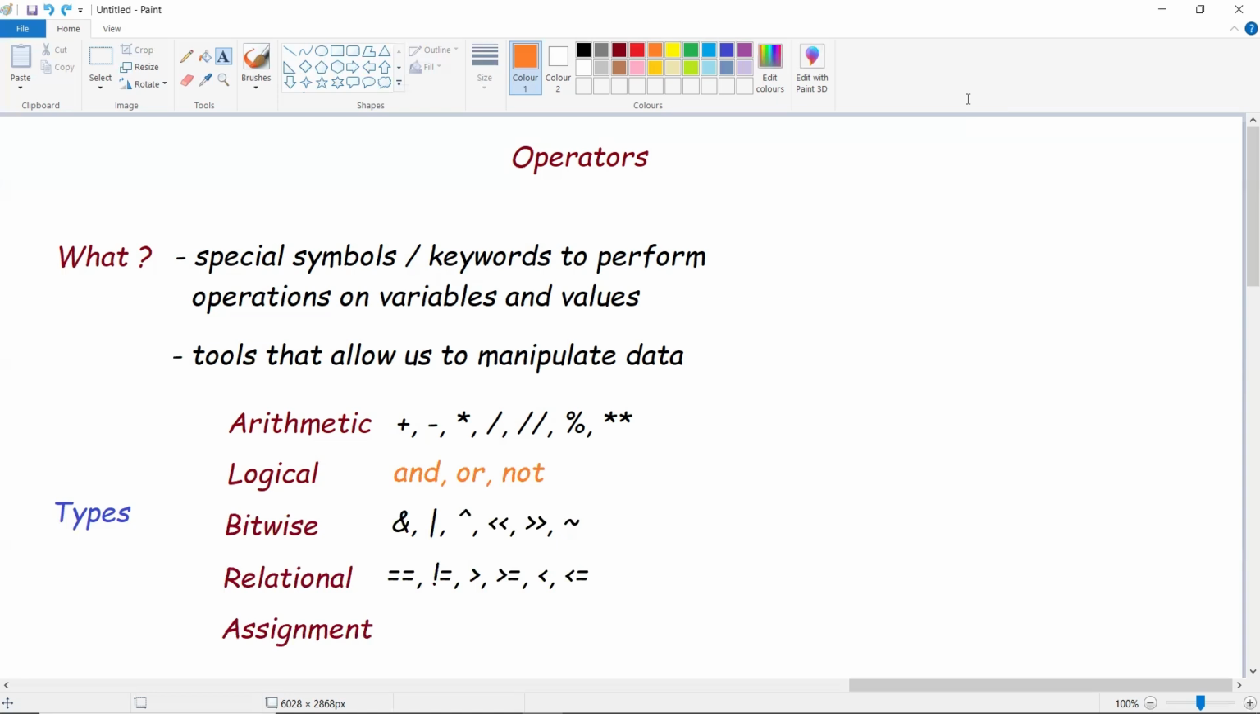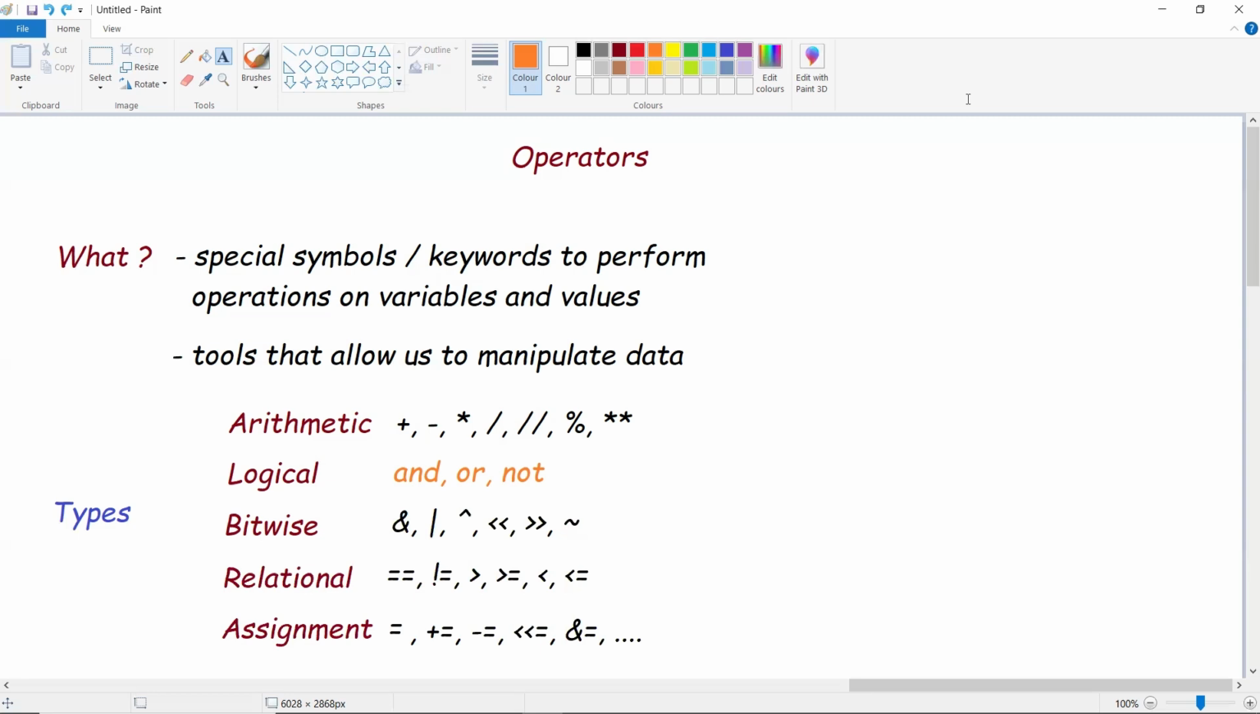And one more, we have the assignment operator, where we assign a value. Apart from this equal to, we also have some shorthand assignment operators like plus equals, minus equals, left shift equals, bitwise and equals. So these are the major five operators we use in Python.